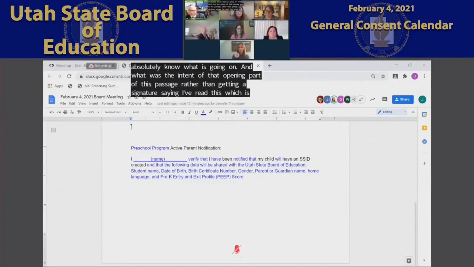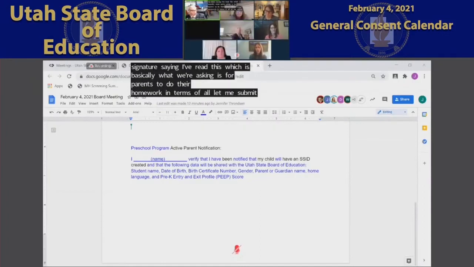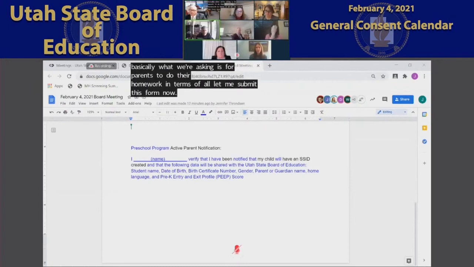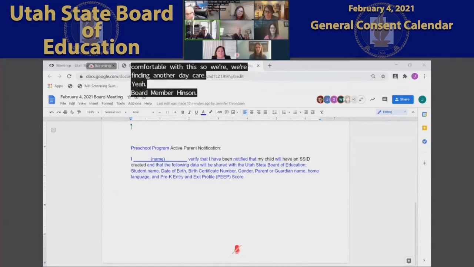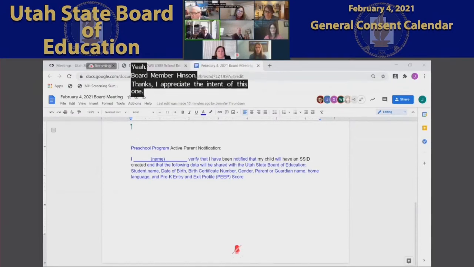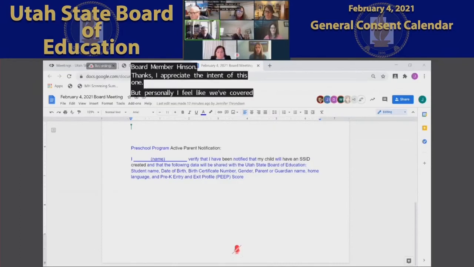Board Member Hanson. Thanks. I appreciate the intent of this one, but personally, I feel like we've covered that with the additions we've already made, and making sure that parents are aware of the data sharing. I'm worried about creating more red tape as far as following up and making sure that all these are in a file. I'm also worried about enforcement. What if a parent doesn't sign and their kids are enrolled? Do we take the kids out if the parents don't sign, or how is all that handled? I just think we create another bit of bureaucracy when we make this further addition.